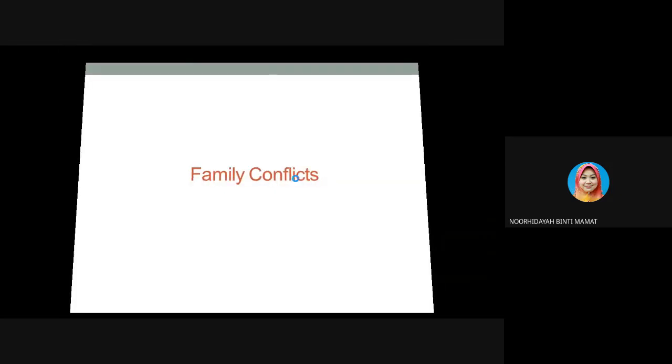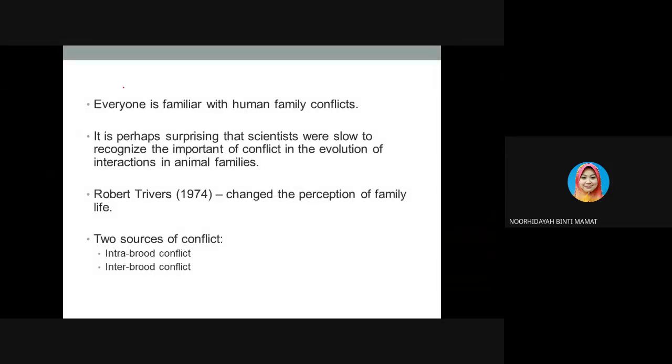So we move to family conflicts. Everyone is familiar with human family conflicts. Okay, in humans, normally we have conflicts. But it is perhaps surprising that scientists were slow to recognize the importance of conflicts in the evolution of interactions in animal families. So the same applies to animals. Animals also have conflicts, right?